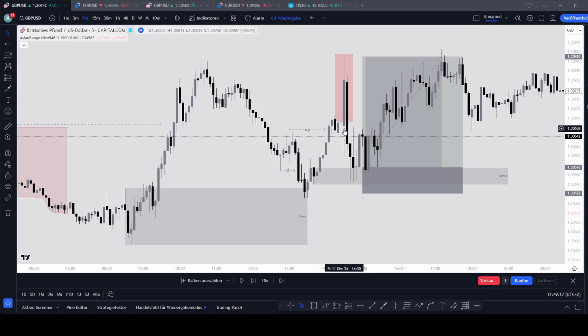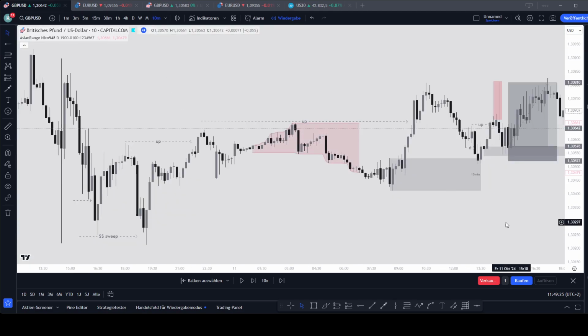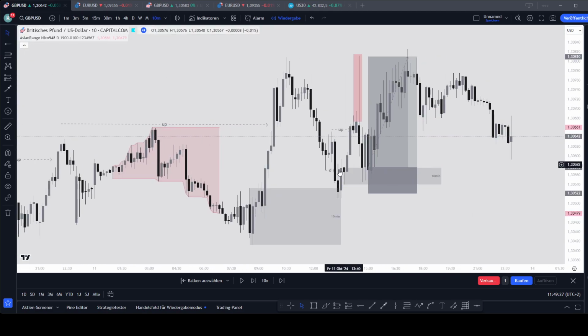So we're expecting price to come down into our 10-minute demand zone. You guys see, this was our 10-minute demand zone. If I go down to a 10-minute time frame for you guys, we see clearly this was our 10-minute demand zone where we were able to identify the demand zone. So we were expecting price to come here and we should enter our trade from here.